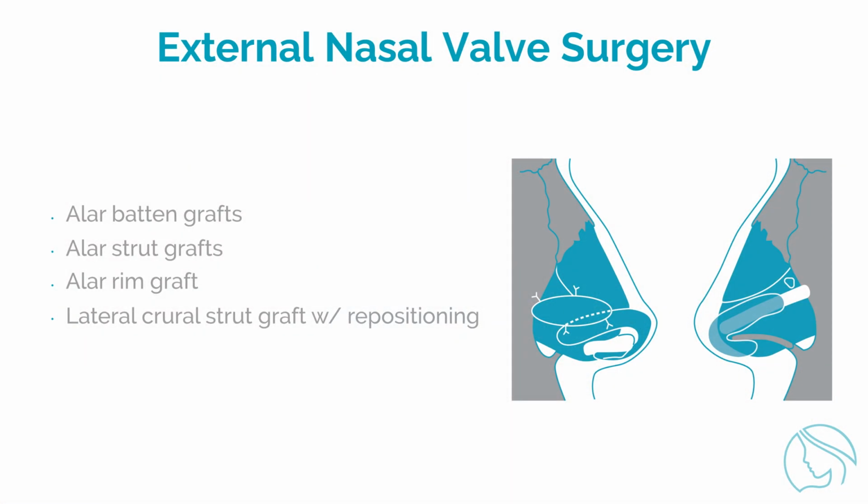External nasal valve surgery. There are also some different techniques to strengthen the external nasal valve. Most often, it is done by using grafts. Most commonly used are alar batten grafts, alar strut grafts, alar rim grafts, or lateral crural strut grafts with or without repositioning. So the goal is to strengthen the lateral nasal wall in the region of the external nasal valve so that it wouldn't collapse when you inspire forcefully.